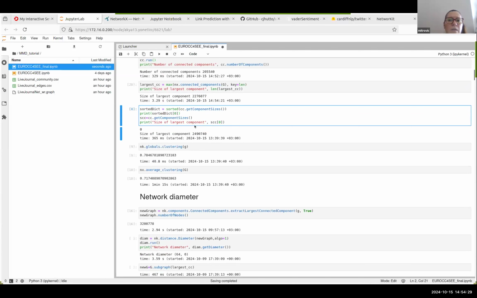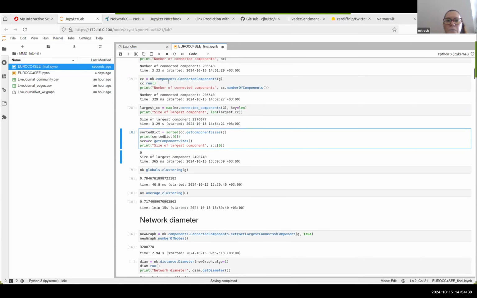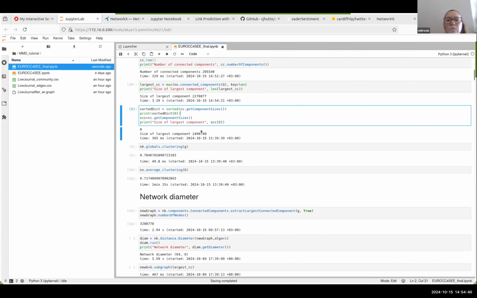The same approach can be used for NetworkKit. We already calculated the connected components of the network, and now we only have to get their sizes, sort this dictionary, and then print the size of the largest connected component. Sorry, we also need to, this is the smallest, sorry.